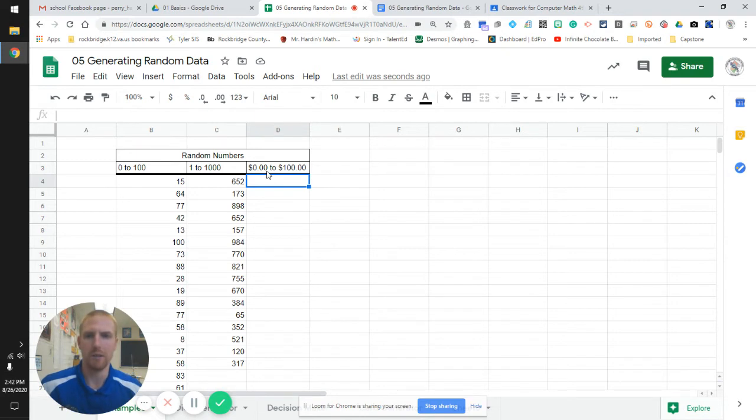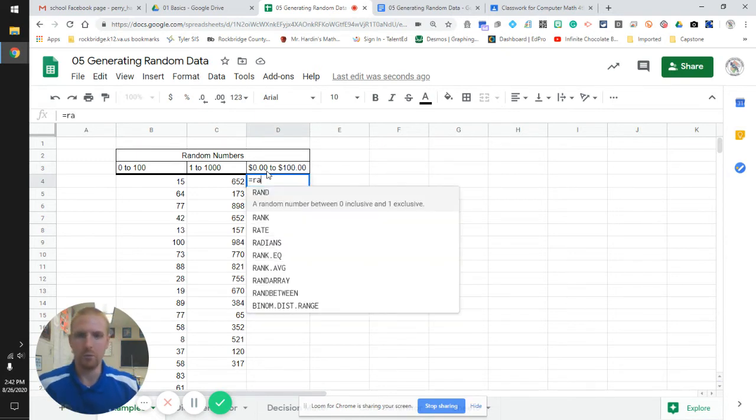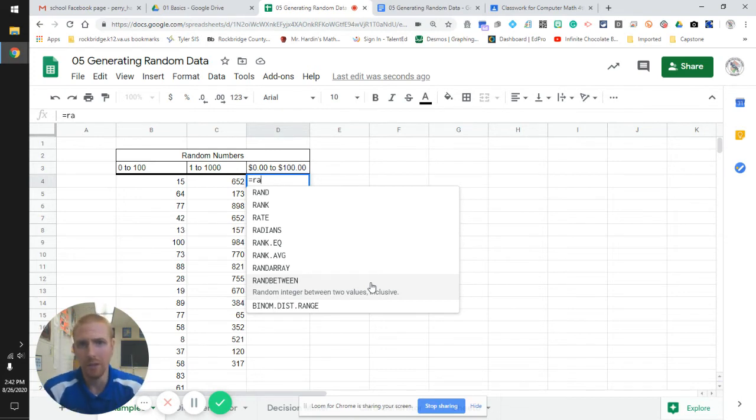This one's different because it's got some decimals. So when I do the equals random between, that's where that word integer comes in. These are countable numbers. That doesn't include decimals. Well, I need a decimal in this case. I need something between $0 and $100.